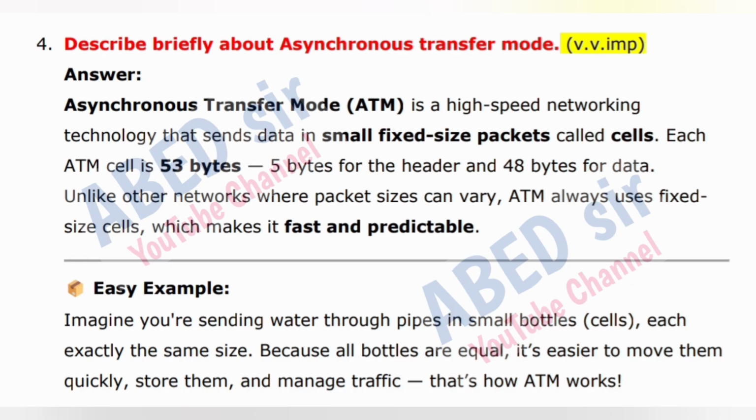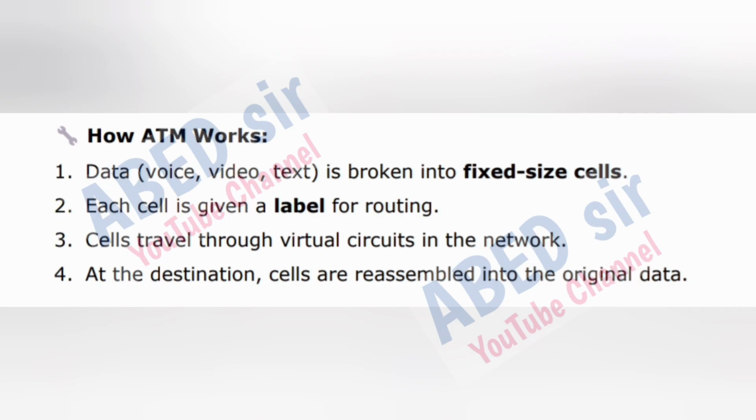Easy example. Imagine you are sending water through pipes in small bottles, cells, each exactly the same size. Because all bottles are equal, it's easier to move them quickly, store them, and manage traffic. That's how ATM works.